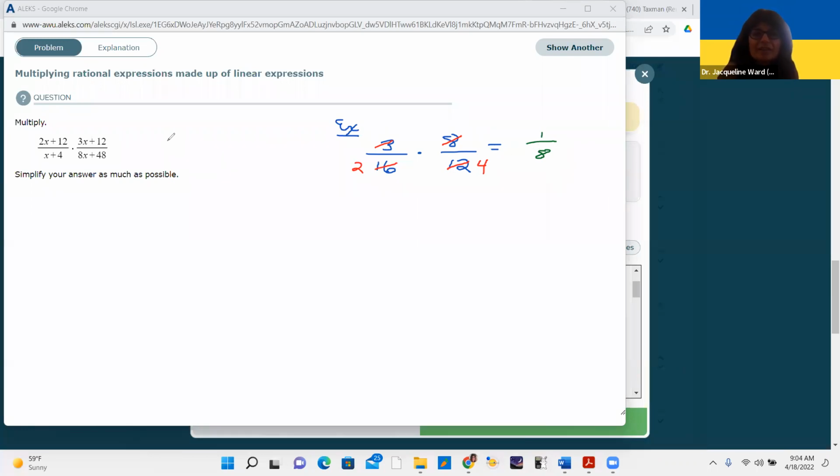So the basic idea is we want to cancel any like factors first, right? Just like here, that 12 was 3 times 4, so the 3s got canceled. And 16 is 8 times 2, so the 8s got canceled.